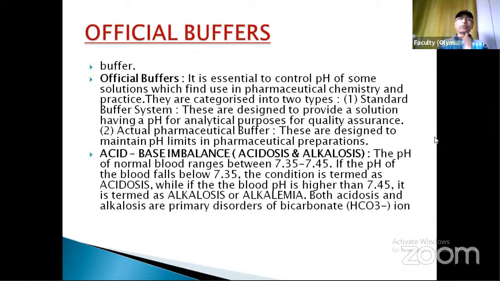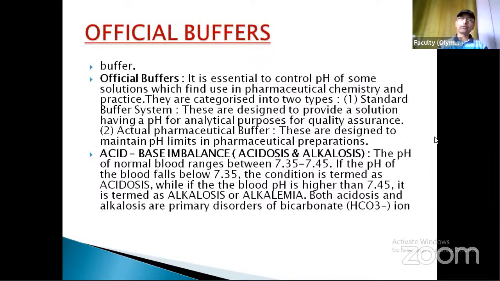Now, these two terms you have to keep in your mind: acidosis, alkalosis. This happens due to acid-base imbalance. How is it happening? The pH of normal blood, which I have told you, is 7.35 to 7.45. If the pH of the blood falls below 7.35, the condition is called acidosis. And when the pH of the blood is higher than 7.45, that condition is called alkalosis or alkalemia. That means the pH of the blood is now alkaline or basic.